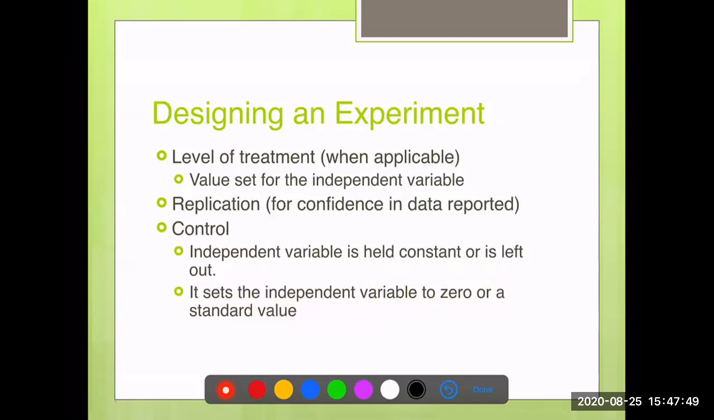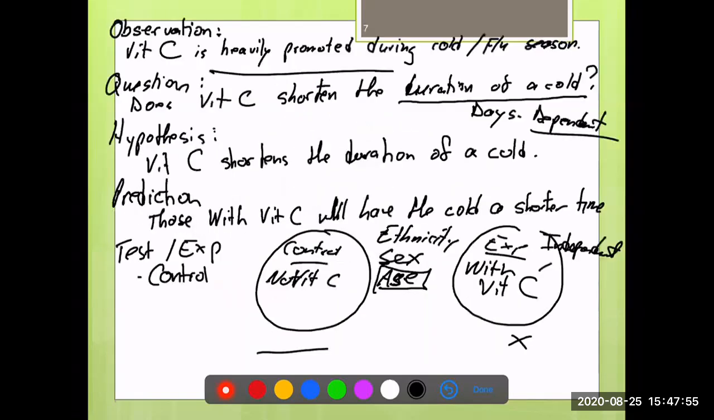Whenever we design an experiment, sometimes we need to consider levels of treatment. Let's go back to our experiment. In the experiment with vitamin C, if I weigh 200 pounds and I'm in the experimental group that receives vitamin C, and I get 1 pill a day, what about a person that weighs 100 pounds? Do they also get 1 pill? Or should they get half a pill? See, that's a level of treatment, right?